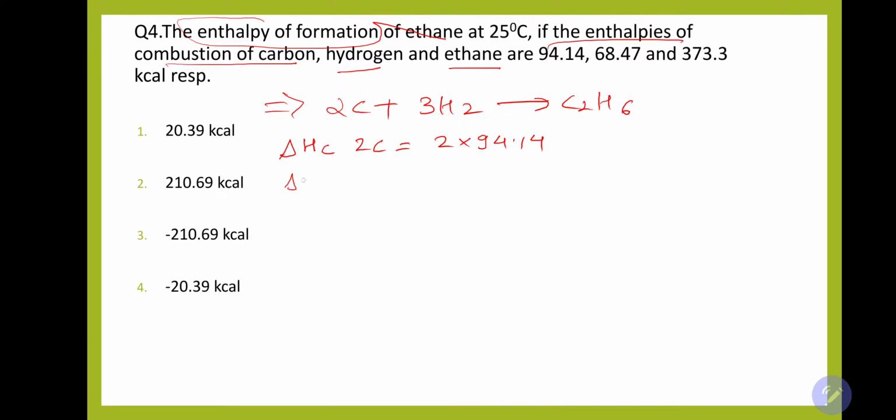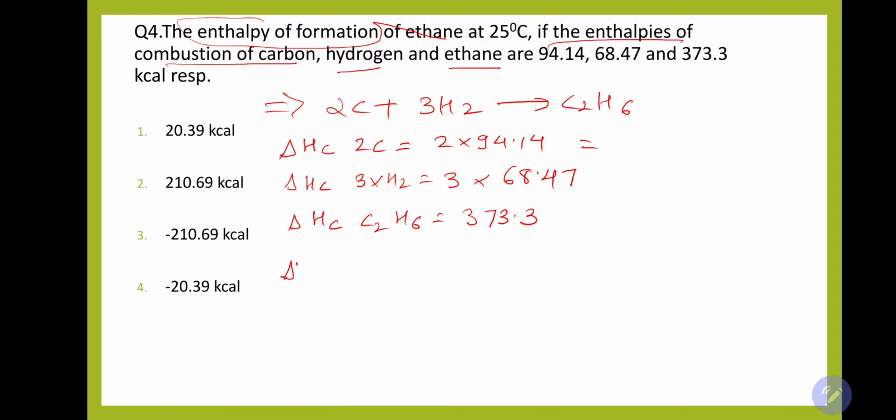Okay, then delta heat of combustion of hydrogen, so it will be what? As it is 3H2, it will be 3 into what is the enthalpy given of hydrogen? It is 68.47, right? Now here the delta enthalpy of formation of the ethane, that is C2H6, is 373.3. Okay, now here we are going to add a minus sign at each one. Why? Because it is the heat of combustion, and heat of combustion is always negative.